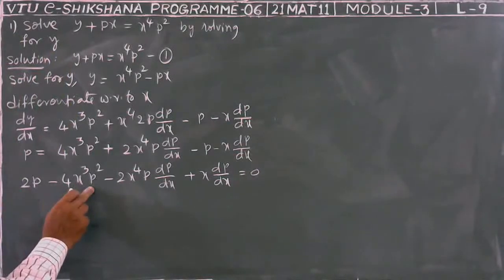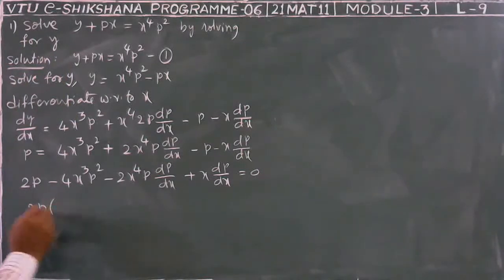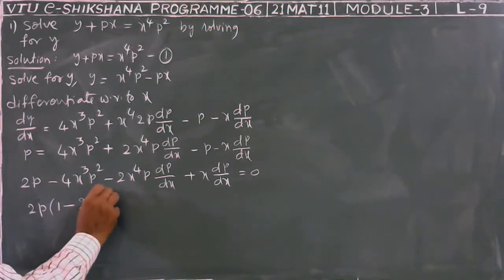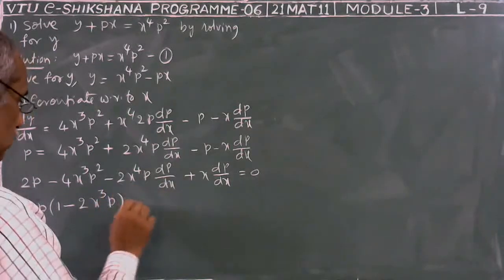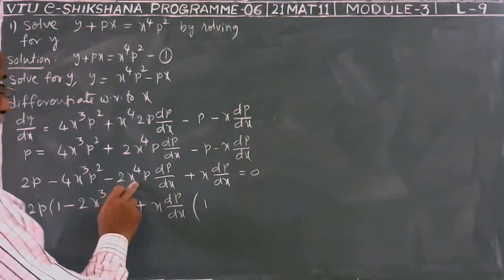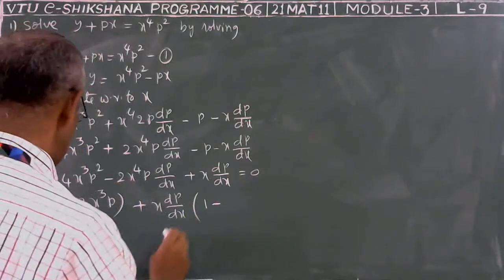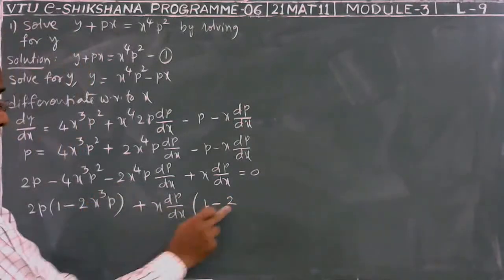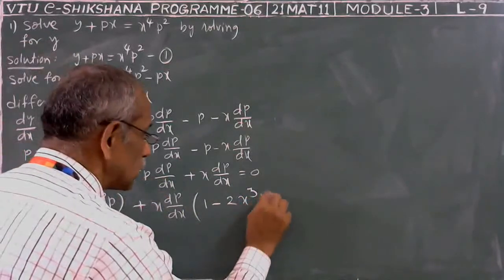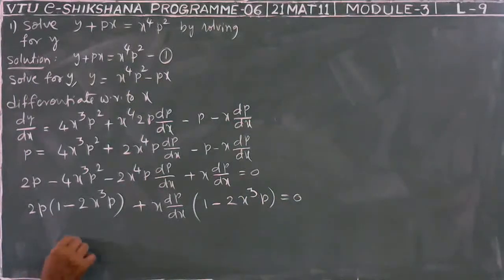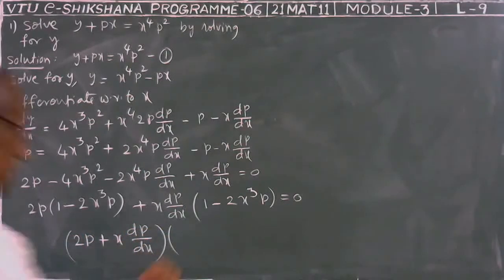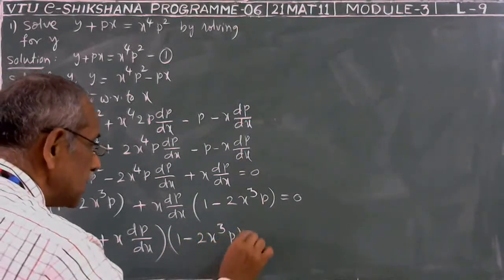Now, from these two terms, I can take 2p outside. So this can be done as 2p into 1 minus 2x cube p. And similarly, from these two terms, if I take x dp by dx outside, I get 1 minus 2x cube p equal to 0. Now further, I can write this as 2p plus x dp by dx, into 1 minus 2x cube p equal to 0.